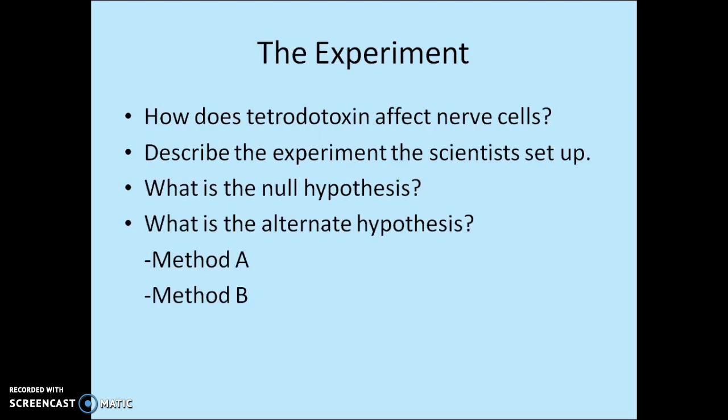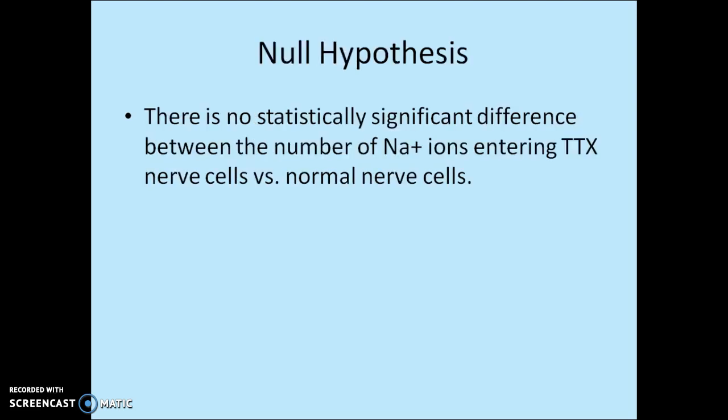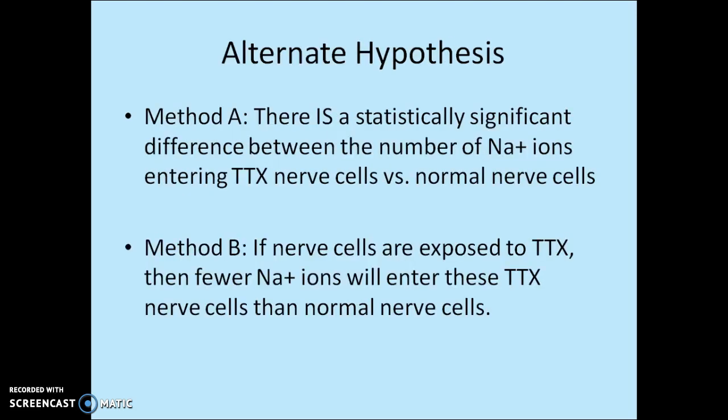If we define a null hypothesis, we also want to define an alternate hypothesis. So if the null hypothesis is not true. So we can express our alternate hypothesis using two methods, method A and method B. With method A, we just have the exact opposite statement of the null hypothesis. Instead of saying there is no statistically significant difference, we say there is a statistically significant difference between the number of sodium ions entering TTX nerve cells versus normal nerve cells.